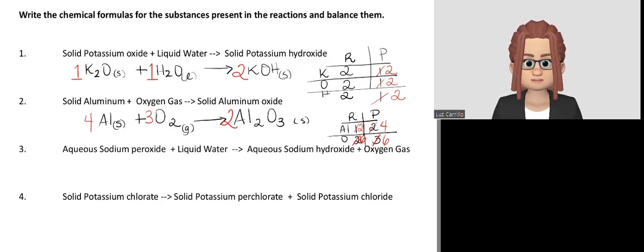So now, when I count my atoms, that 4 gets multiplied by the subscript of aluminum, and on both sides of the equation, I have 4 atoms of aluminum and 6 atoms of oxygen. Make sure that you practice with the other problems that we have in this slide.